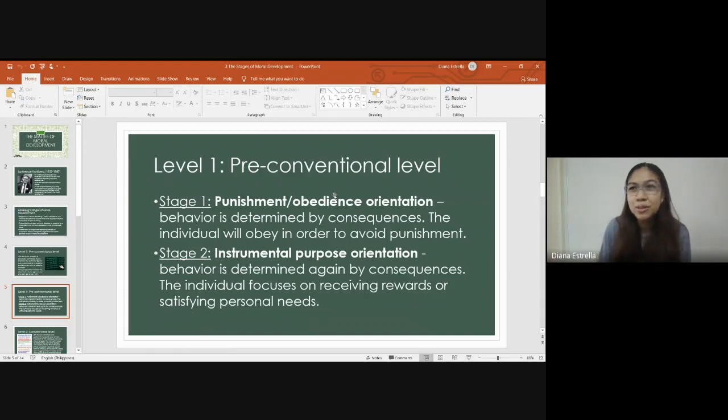So, yun naman yung stage two, instrumental purpose siya, no? Na kaya niya ginagawa kung ano yung tama, it's because meron instrument niya yun, tool niya lang yun, or meron siyang ibang purpose kung bakit niya ginagawa yun, which is yung reward. Yun yung goal niya, yun yung objective niya, yung reward. So, yung action, instrument lang niya, or tool lang niya, para makuha niya yung reward. Okay, kaya siya instrumental purpose orientation. Okay.